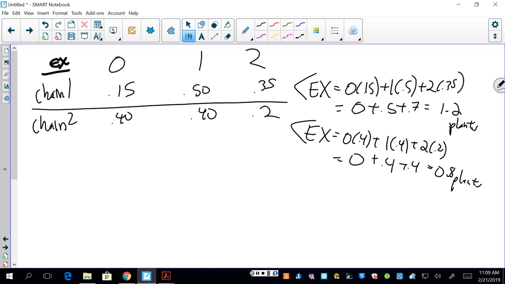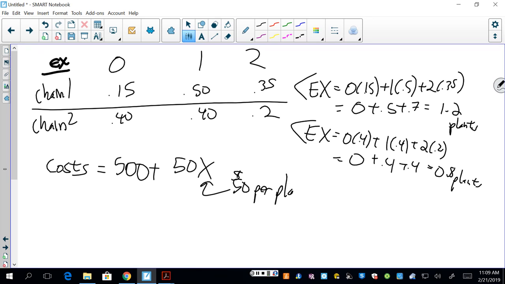So say it costs, maintenance of a room costs $500 plus $50 per plant. They've got to do some maintenance anyway. They've got to vacuum it, dust it, clean it up, and that's some fixed costs they have to do on each room. But if there's a plant, they also have to water it and clean up the leaves, and it takes just a little bit longer. Right? So what's the expected cost per room for a hotel chain in terms of maintenance?